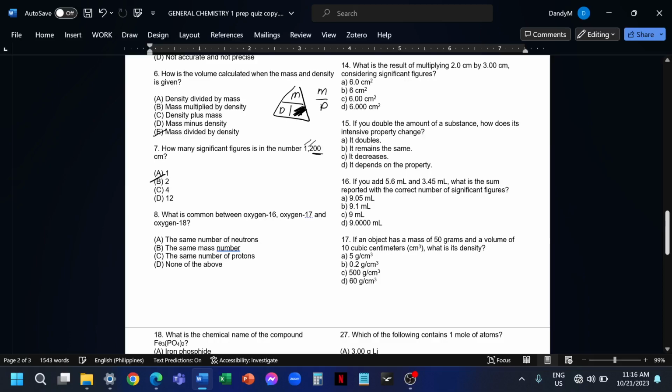Number 8, what is common between oxygen 16, oxygen 17, and oxygen 18? So again, all of these are atoms of oxygen, but they have different mass numbers. We have 16, 17, and 18. This is referring to the isotopes of oxygen. And again, by definition, isotopes have the same number of protons, but different numbers of neutrons. And that fits with item C. So they have the same number of protons.